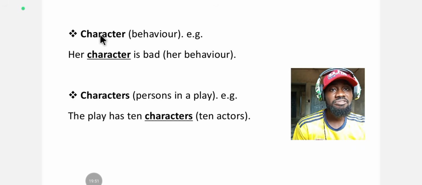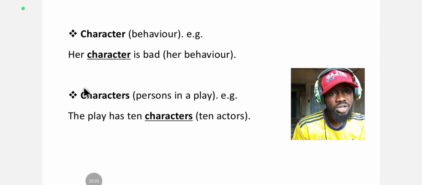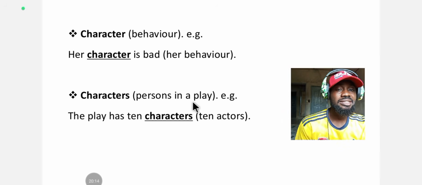The next we have here is character, which means behavior. Let's use it in the sentence. Her character is bad. Her behavior is bad. That's it. This other form we have here is characters, when you put S, when you make it a plural, okay? It's persons in a play. That's the meaning. Persons in a play.